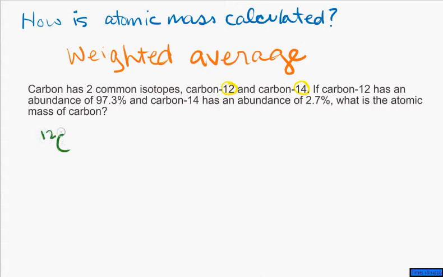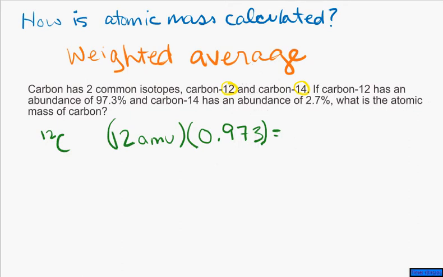Carbon-12 has a mass of 12 AMU, atomic mass units, and an abundance of 97.3%. So I'm going to multiply that 12 by 0.973, that's 97.3%, to find out what the contribution of carbon-12 is to my overall atomic mass.